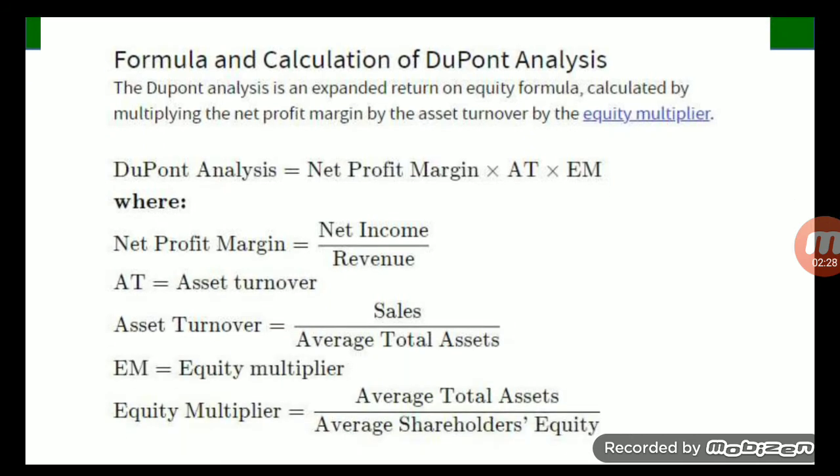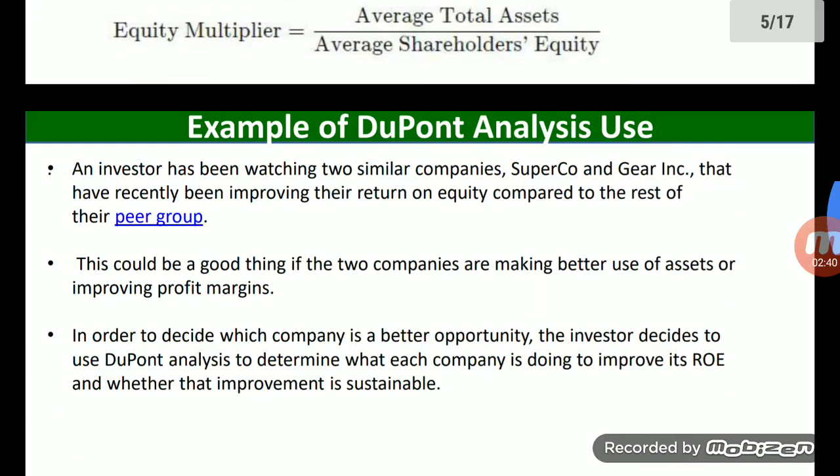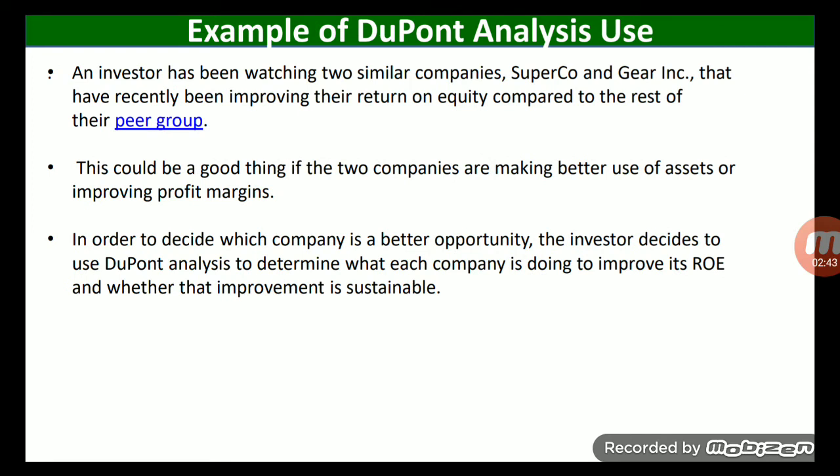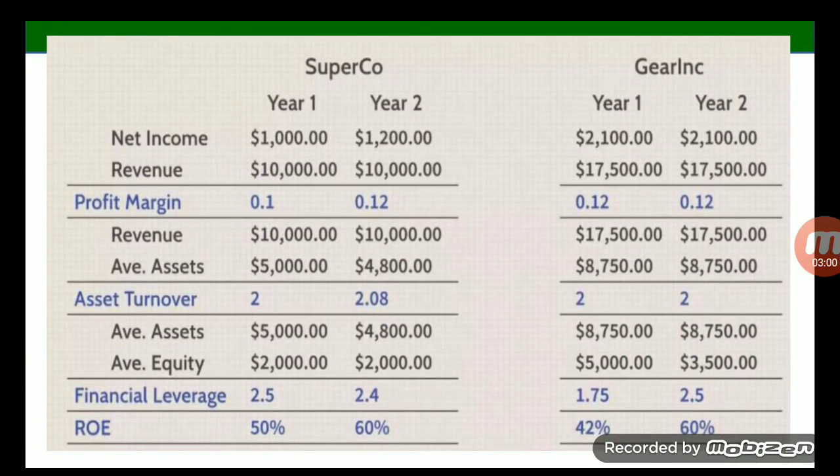We have discussed these formulas. DuPont analysis is equal to net profit margin times asset turnover times equity multiplier, and how to calculate it we have seen in the previous lecture. We have seen the uses of DuPont analysis, and we discussed it by taking two companies, Super Company and Gear International, and we analyzed the numbers of these two companies and compared how return on equity is generated.